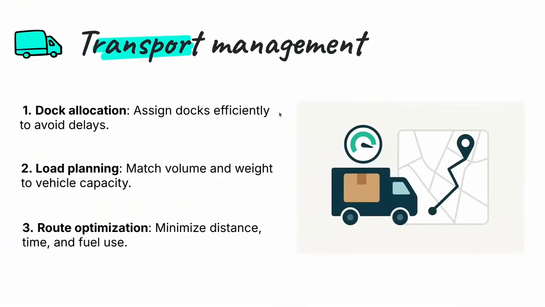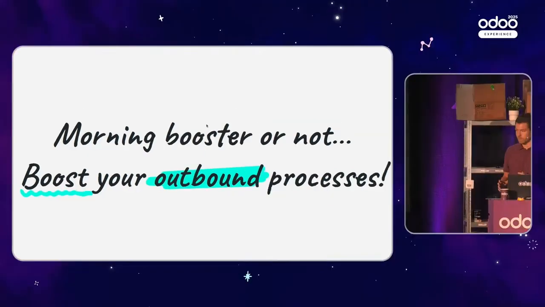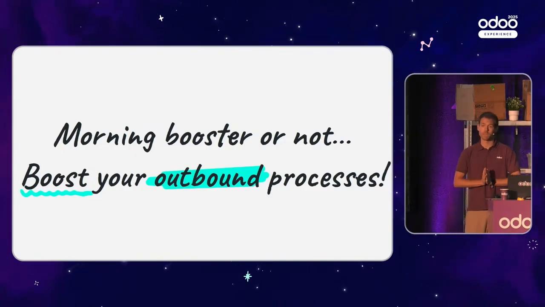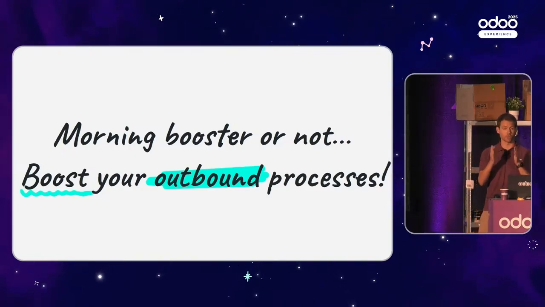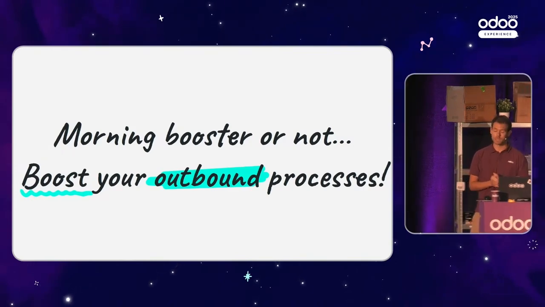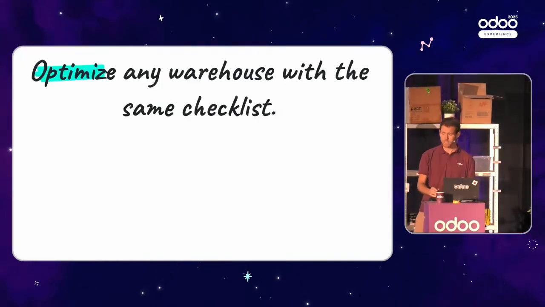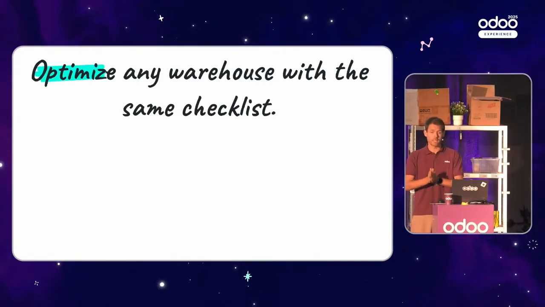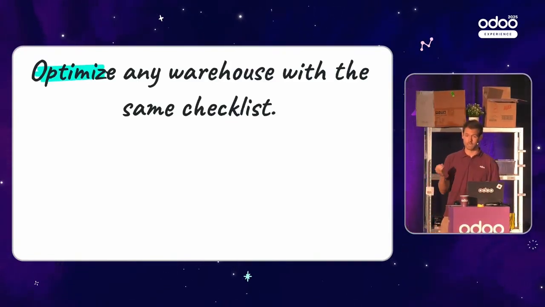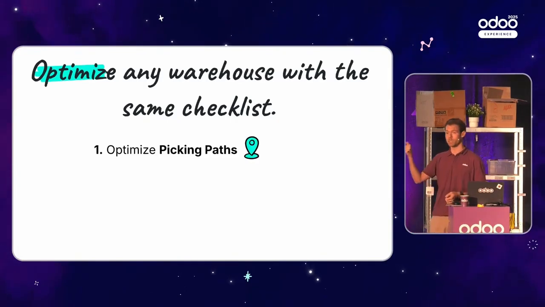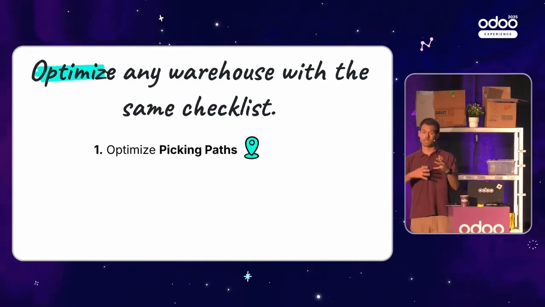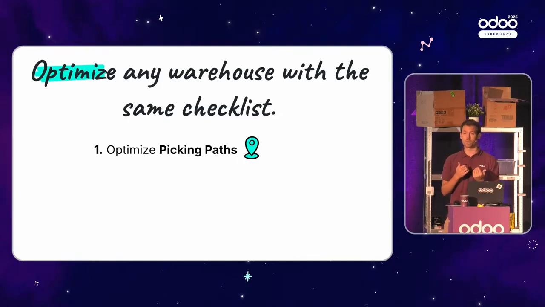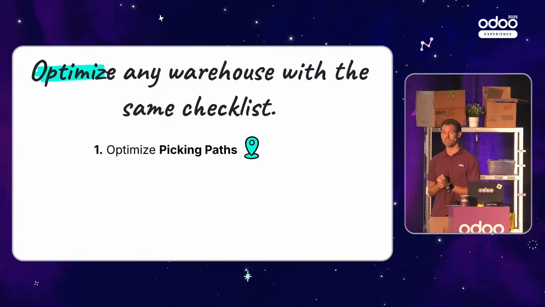So, in order to conclude this, whether you like a morning booster or not, the most important thing for me is that you think about this checklist in order to boost your outbound process. That's really important. And so the key message that I want you to remember from my presentation today is that it's possible to optimize any warehouse with the same checklist, which is firstly the optimization of the picking path. We did it together, and remember you have to reorder your locations according to an alphanumerical order.